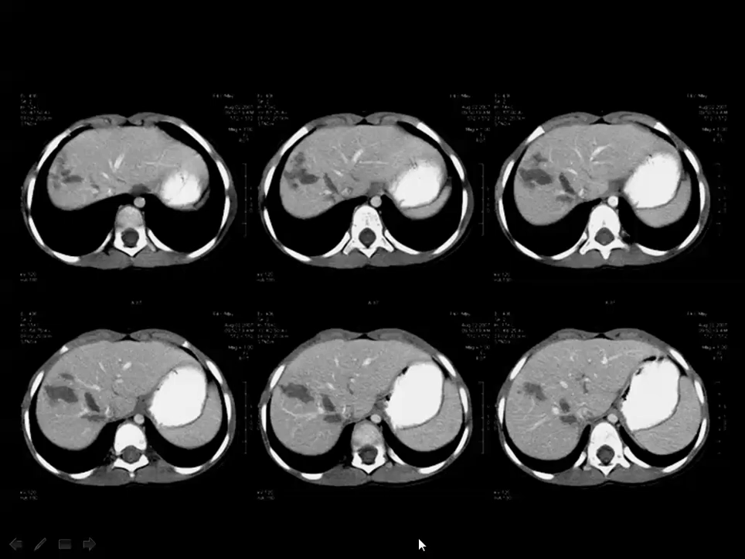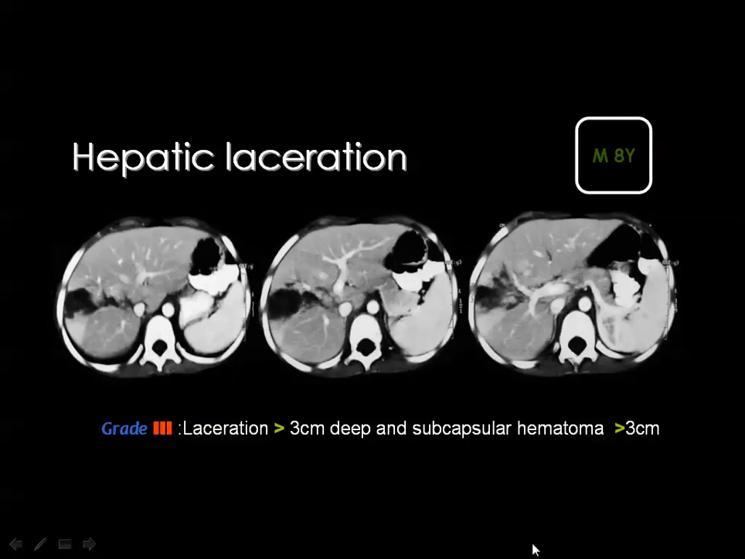Then this is also a good example of hepatic lacerations, and you see extensive branching lacerations in the right lobe of the liver with no evidence of subcapsular hematoma. And also this is an example of grade 3 hepatic laceration, which is laceration more than 3 cm deep and may be associated with subcapsular hematoma of thickness more than 3 cm.